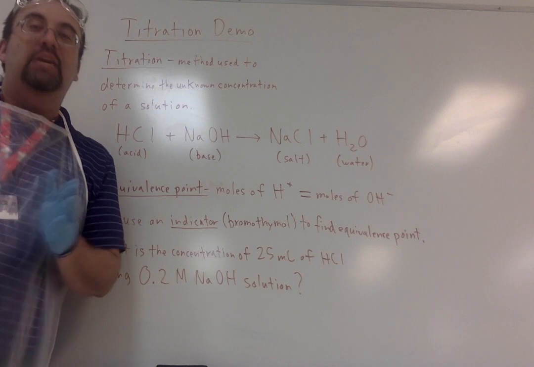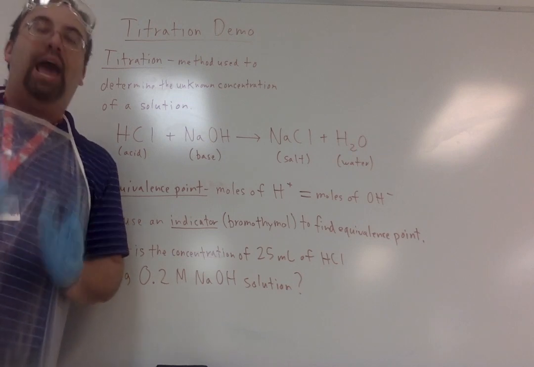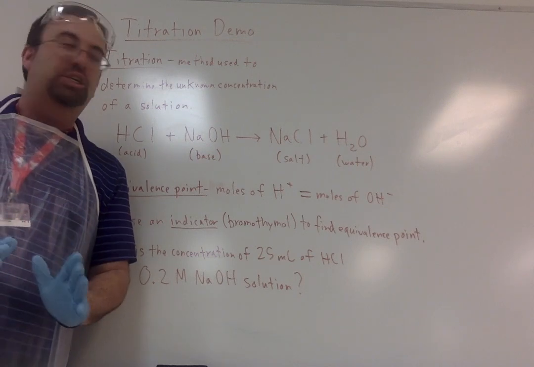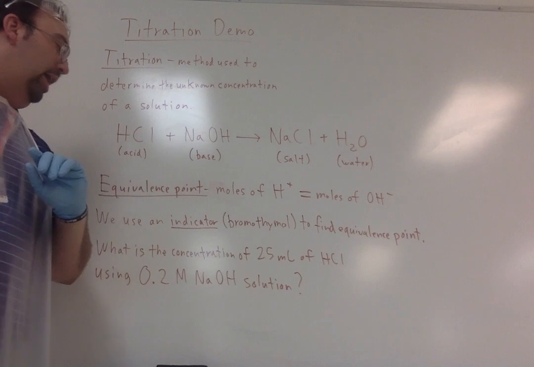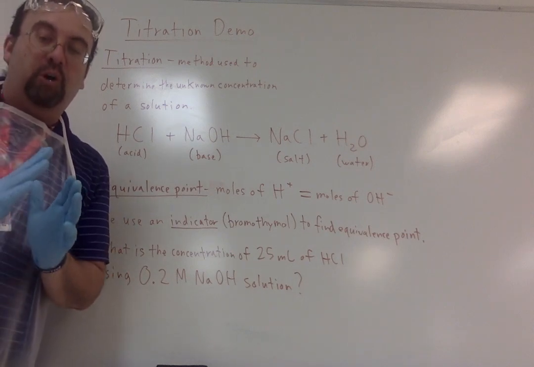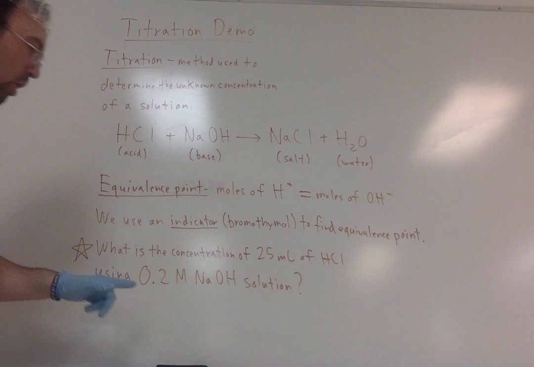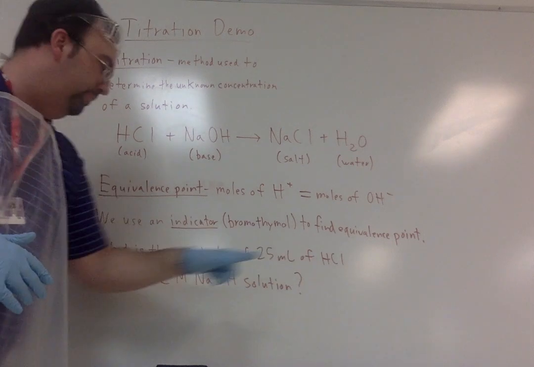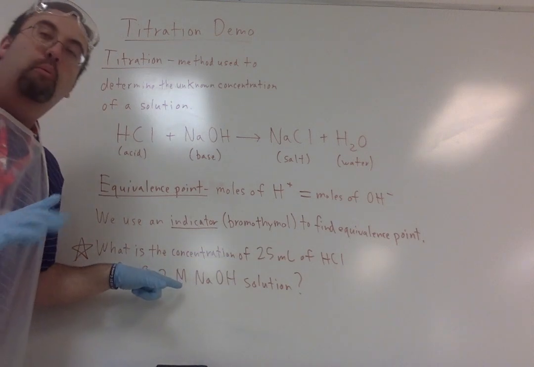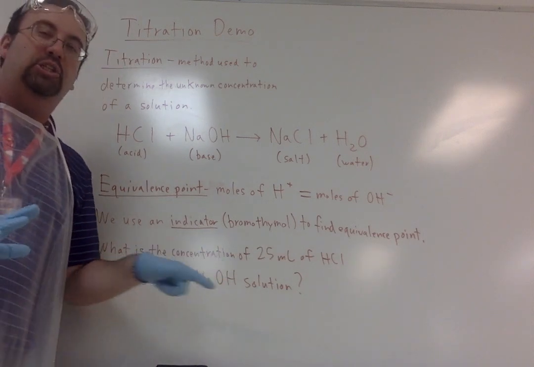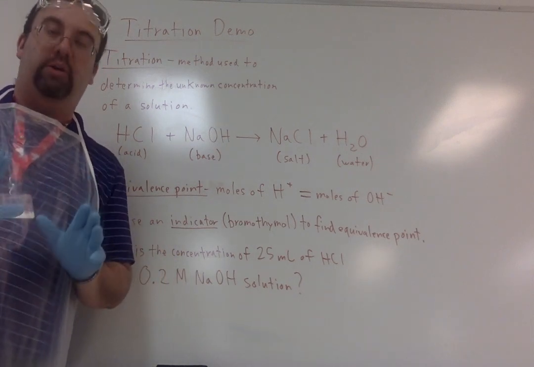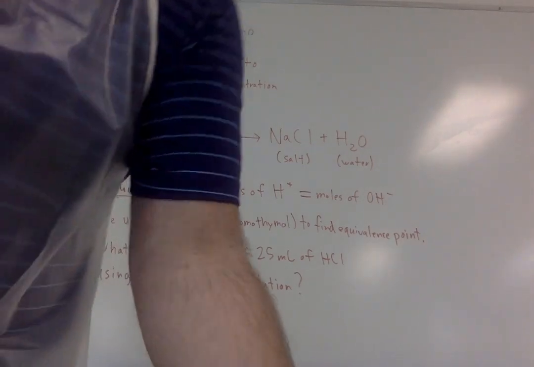Again, in order to see where this equivalence point occurs, we have to use what's called an indicator, which is a chemical dye. In this case, we're going to be using bromothymol. And so the main question that we're going to be asking in this demonstration: what is the concentration of 25 mL of HCl using 0.2 molar NaOH solution? So again, notice that our concentrations are always going to be in terms of molarity. And so I'm going to go ahead and take us over to our demonstration.